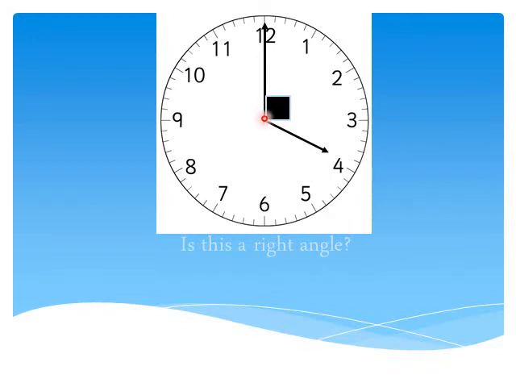If you put the edge of the paper here, the corner of the paper on this point, and then match the edges of the paper with these two hands, are they lying exactly on the edges? No, they're not. So these two hands are not making a right angle.